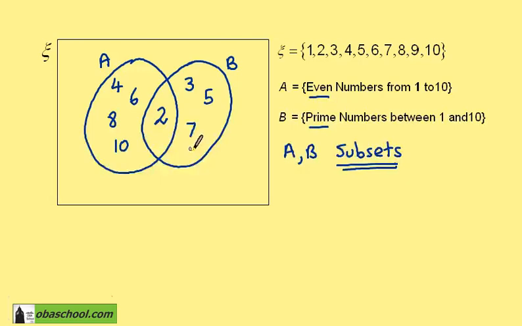There are 2 numbers left here, and they would go in the outside section. So 1 and 9 go outside. They're within the universal set, i.e. within the rectangle, as they have to be, but they're outside of both A and B, since they don't belong to either of these sets.